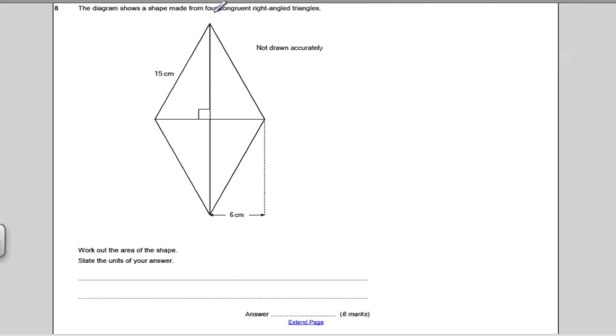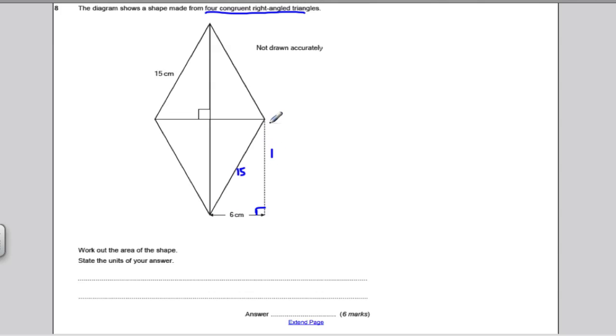The diagram shows a shape made from 4 congruent right-angled triangles. Congruent means the same. Each of these triangles is exactly the same. Work out the area of the shape. Now, if each of these is the same and that side is 15, that tells you that that side there is obviously 15 as well. Now, we've got a right angled triangle here, width 6, hypotenuse 15.